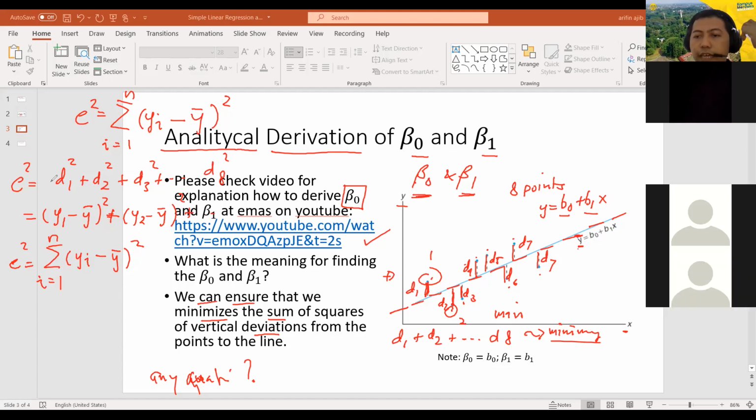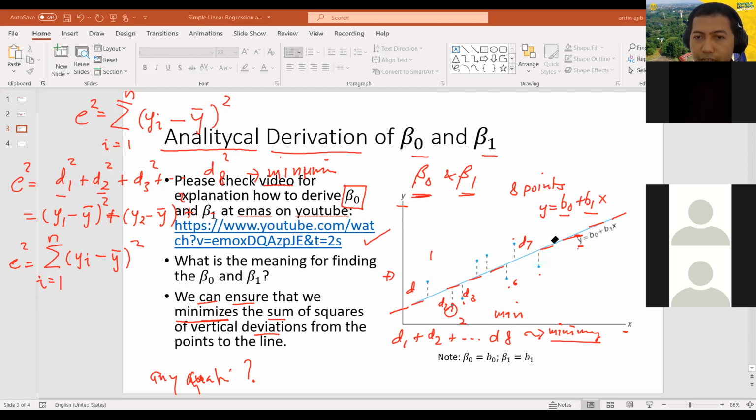Sir, I want to ask. Yes, please, Miguel. Minimizing itu maksudnya angkanya jadi lebih kecil gitu, apa? Oke. Minimizing di sini adalah memastikan bahwa jumlah D1 kuadrat ditambah D2 kuadrat ditambah D3 kuadrat itu nilainya minimum, paling kecil. Loh Pak, emang bisa? Bisa. Coba kita lihat ya.